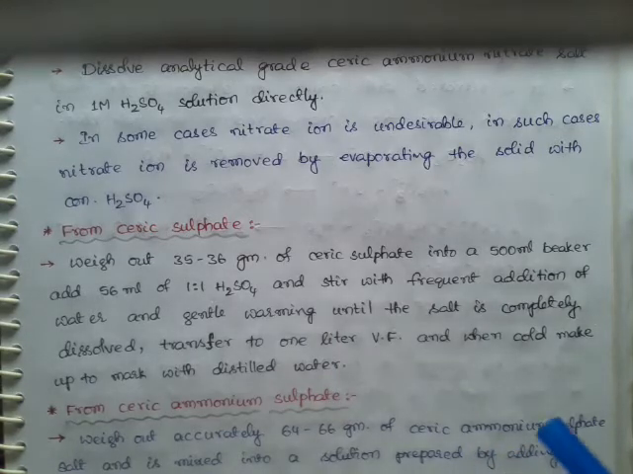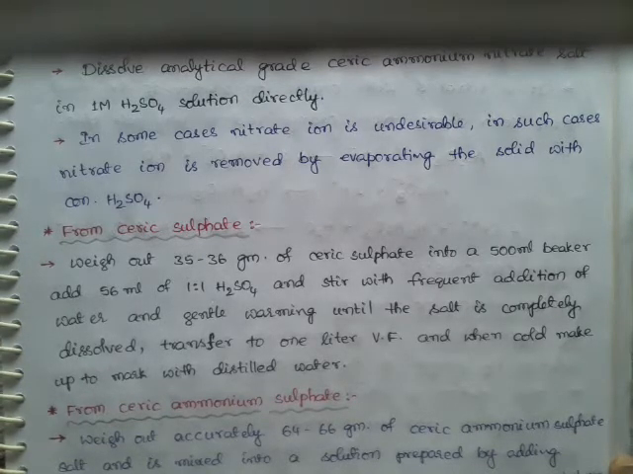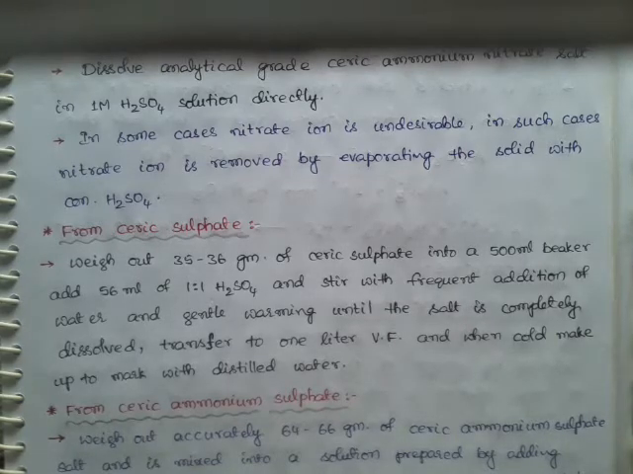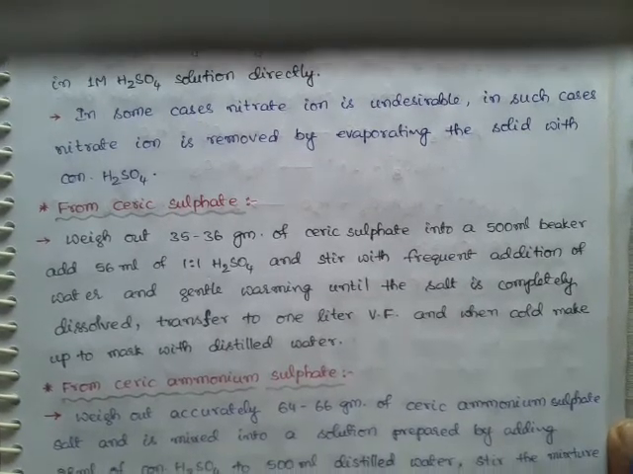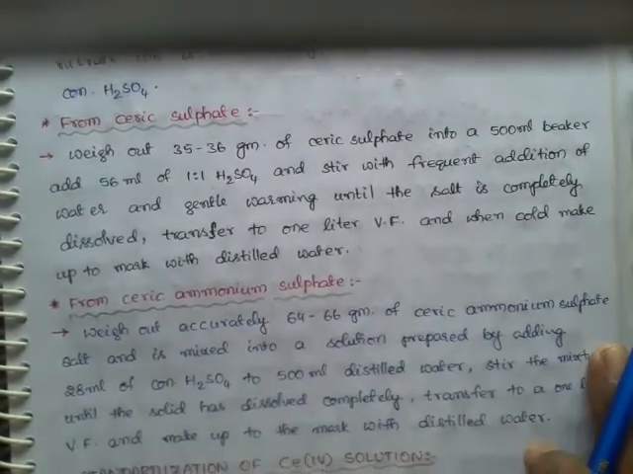Right. Simply weigh about 35 to 36 gram of ceric sulfate. Next, add 56 ml of H2SO4, and to that solution add distilled water up to the mark in a 1 liter volumetric flask.